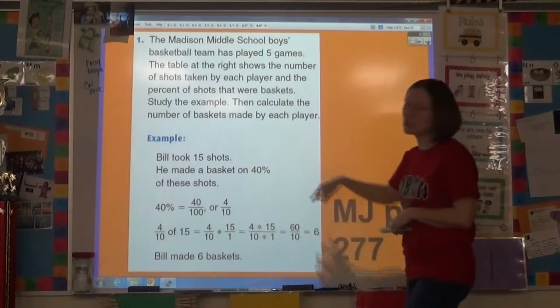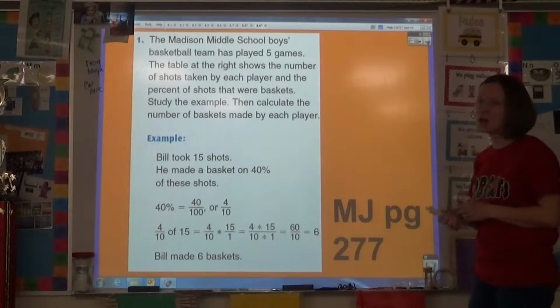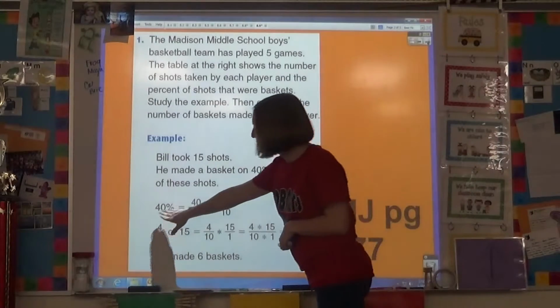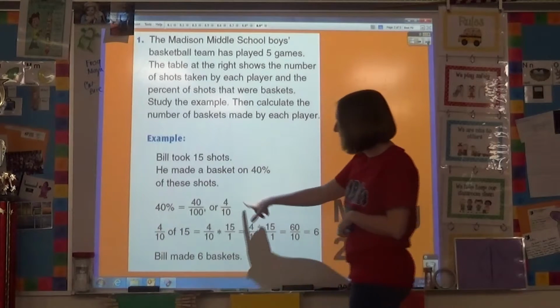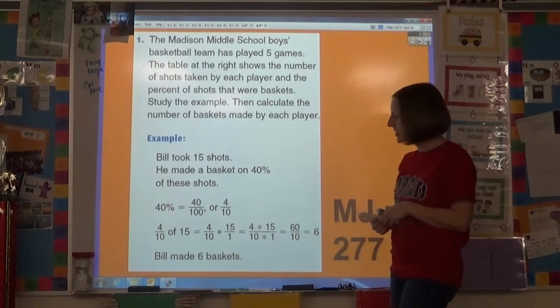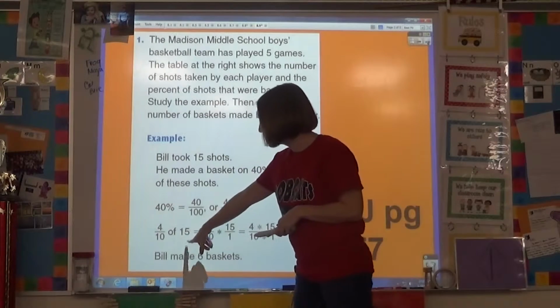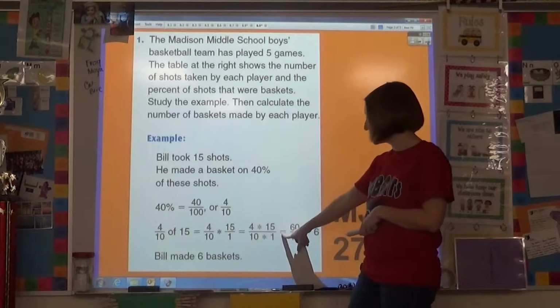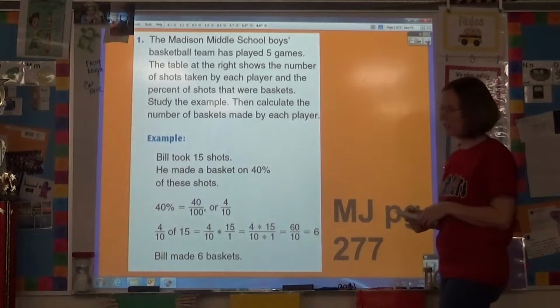Bill took 15 shots in the game, and he made 40% of the shots. So we have that word of in there again. We know that we need to multiply. So we know that 40% is 40 out of 100 because percent is always out of 100, which is the same as 4/10 as a fraction. So since that word of is there, I know that I need 4/10 of 15, or 4/10 times 15 over 1. Multiply my numerator times my denominator. Simplify to get my answer.